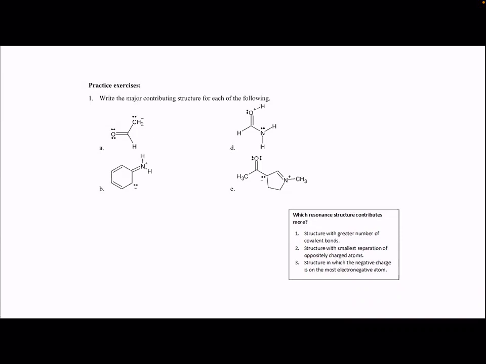The second rule, structures with smallest separation of oppositely charged atoms contribute more. All right, so we want to minimize the charges as much as possible. And then number three, if you do have a negative charge in the molecule, then place it on the most electronegative atom, because electronegative atoms can handle negative charges better. Generally speaking, we want to put the charge on the atom that can stabilize it best.